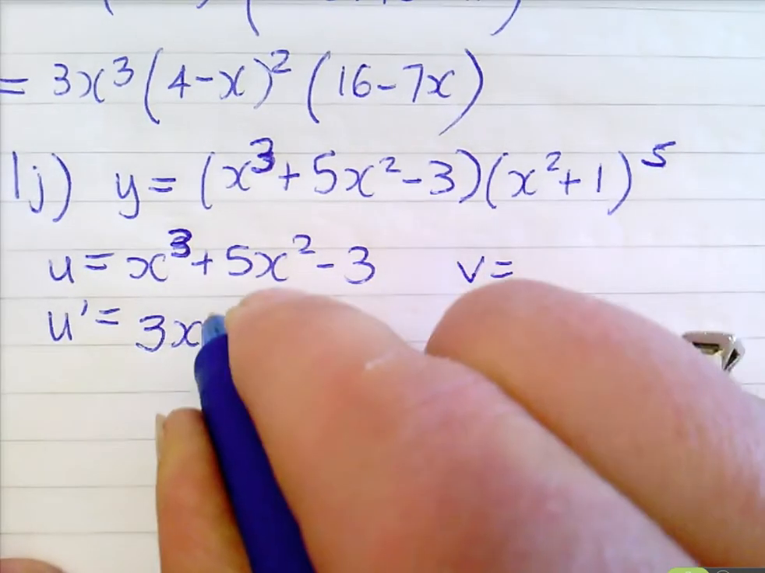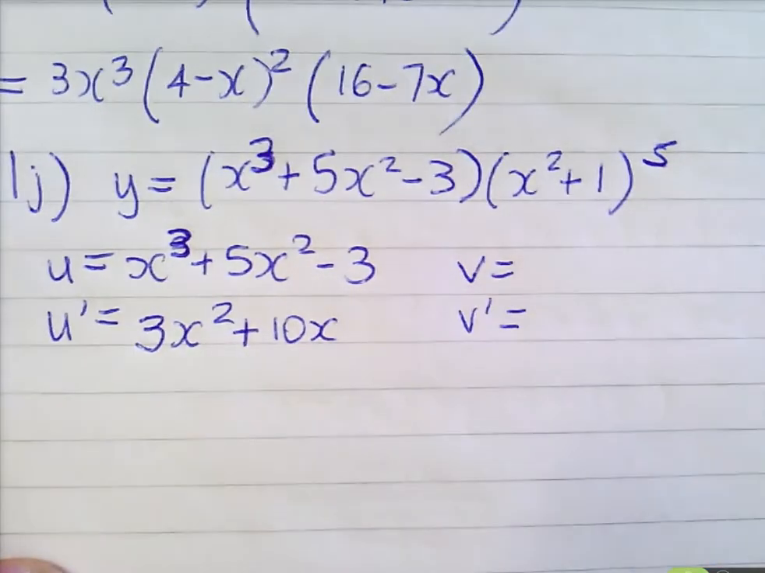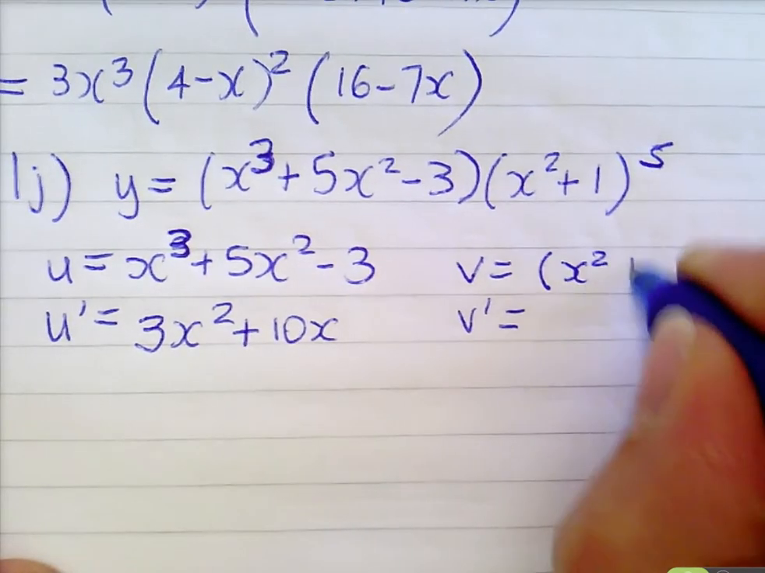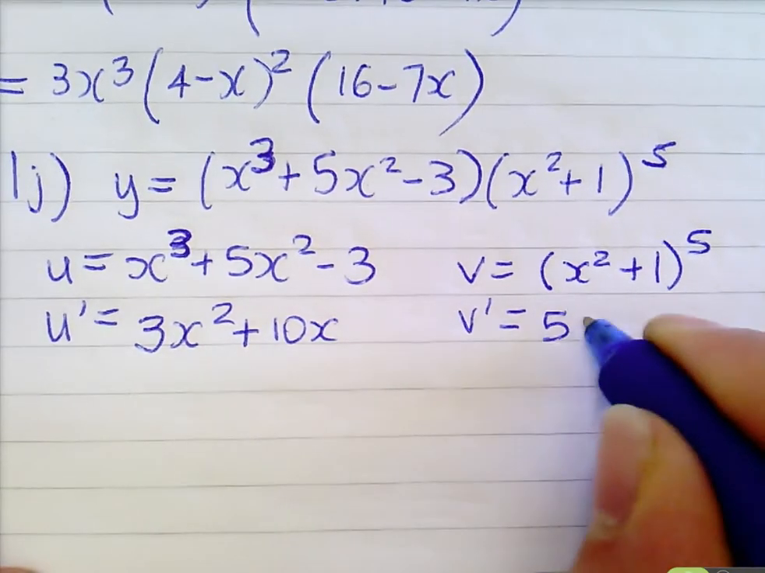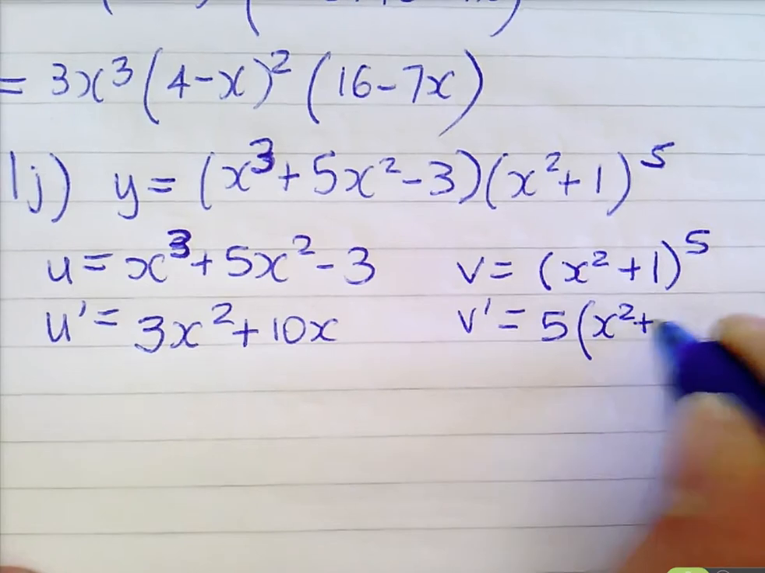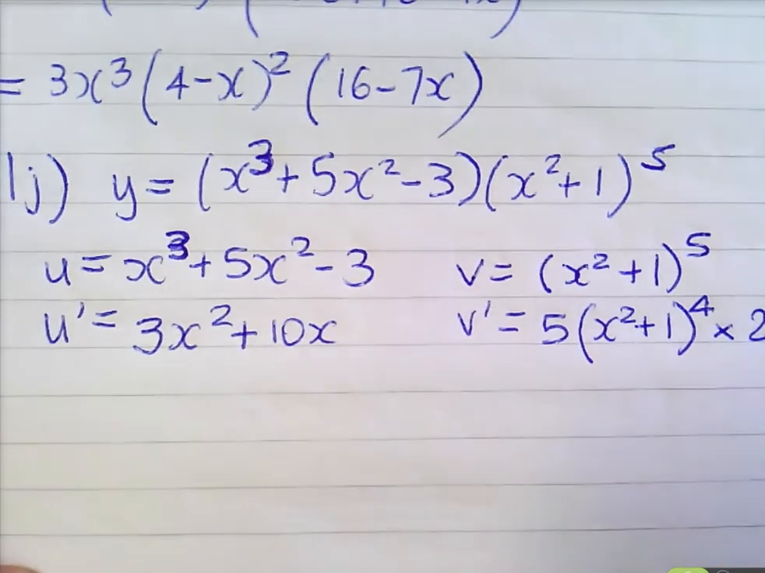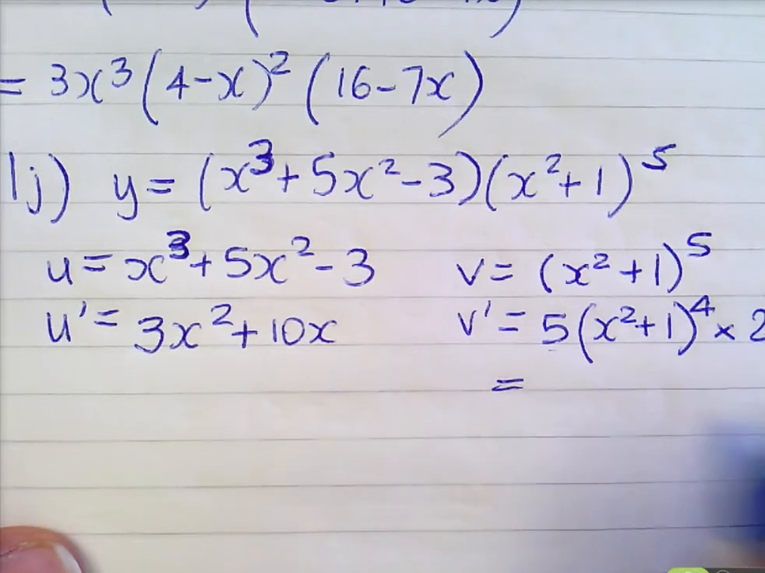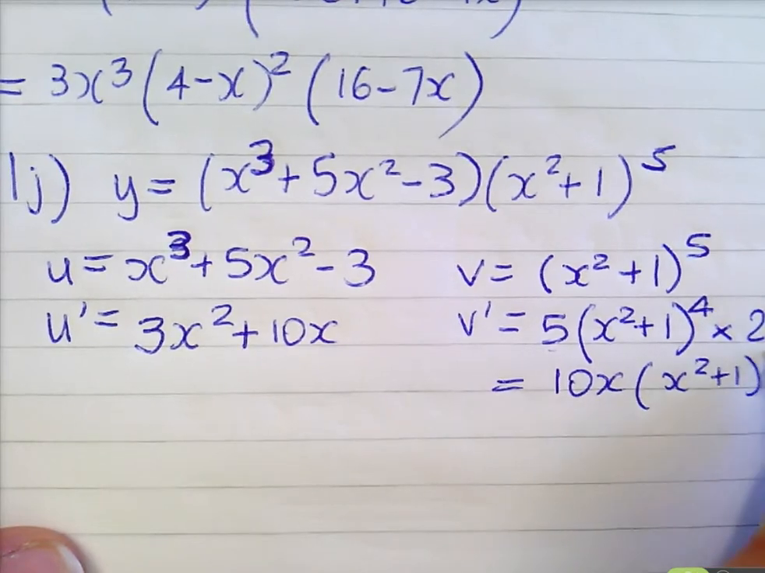3x squared plus 10x. And 0. If you differentiate a constant, you get 0. Okay? V is x squared plus 1 to the power of 5. What was the rule we learnt today? Bring the 5 to the front. X squared plus 1 to the power of 4 times, differentiate what's inside, times 2x. Differentiate x squared, you get 2x. Now, let's simplify this. 5 times 2x is 10x, bracket, x squared plus 1 to the power of 4.